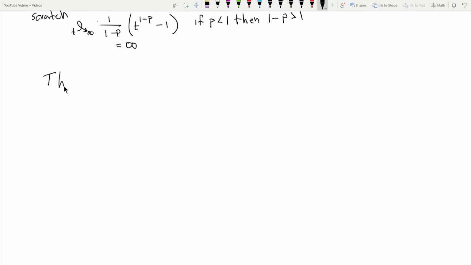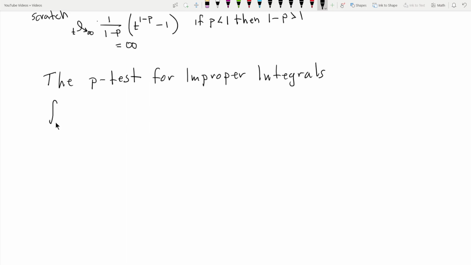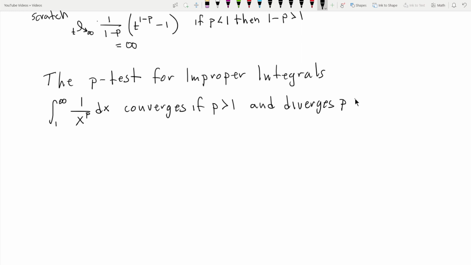Okay, so the p-test for improper integrals, what it says is the integral from 1 to infinity of 1 over x to the p dx converges if p is greater than 1 and diverges if p is less than or equal to 1.